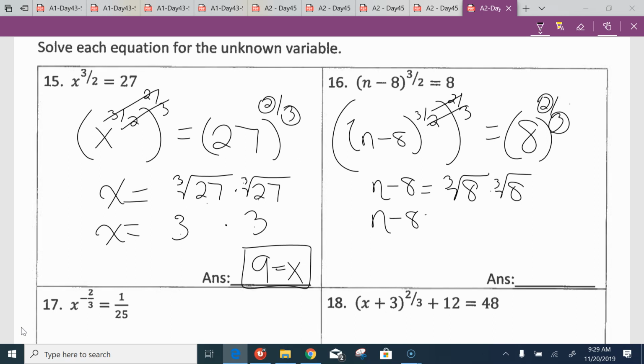Bring down the left side. The cube root of 8, one number times itself a third time will give you 8. That would be 2. 2 times 2 is 4. So some number minus 8 equals 4. I have to add 8 to both sides. And I get n equals 12.